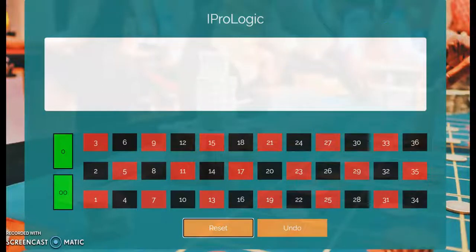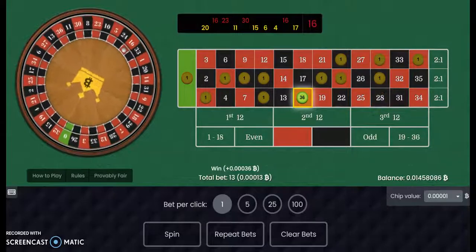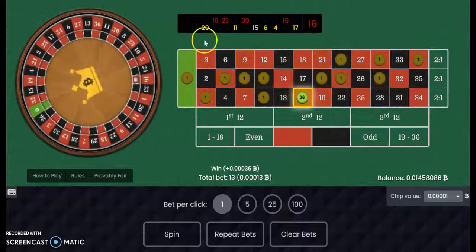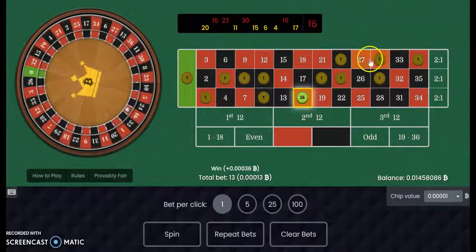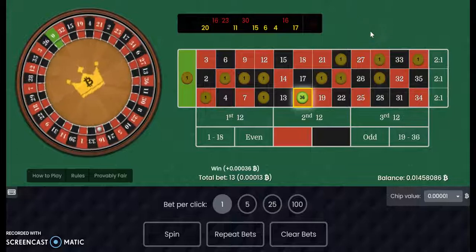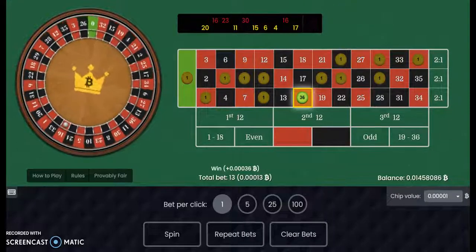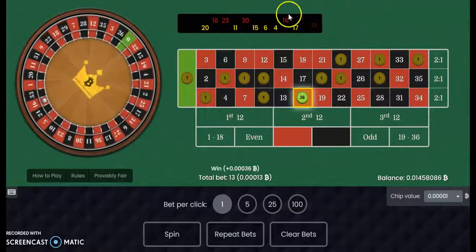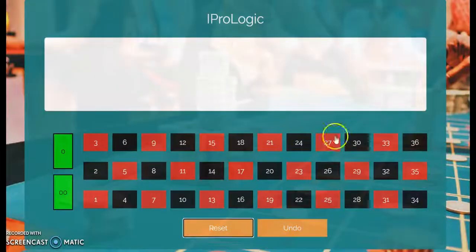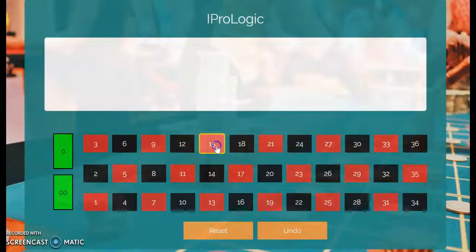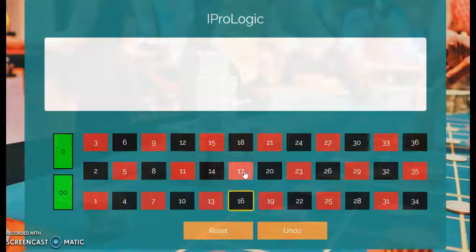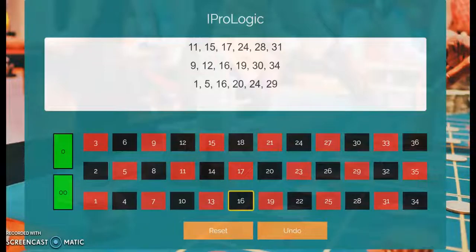Reset. Come back later. Log out of your casino. When you come back, if you have no numbers, then you start spinning until your tracker is populated. If you have previous numbers, you can do this. 16, 17, 16. You can just go back like this if you want.